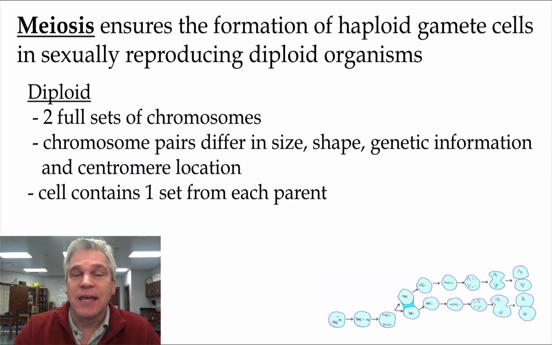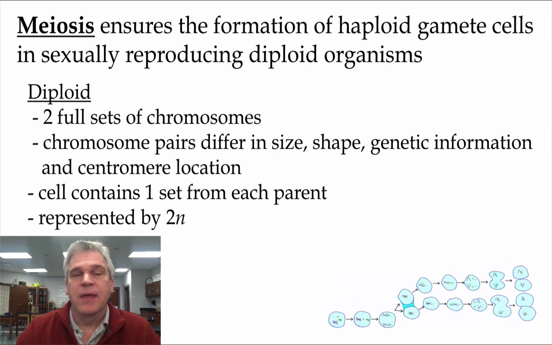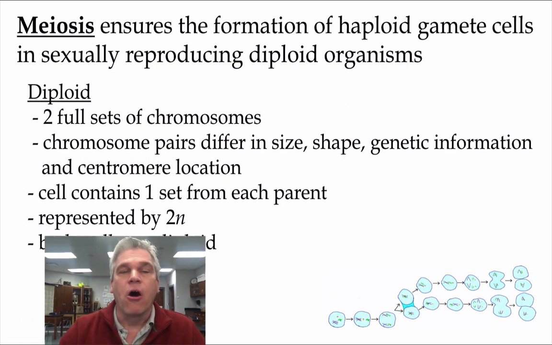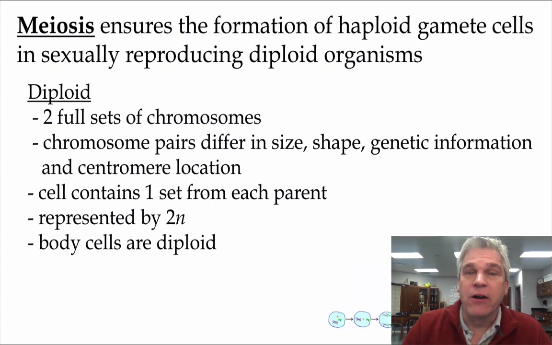Each set contains one chromosome from each parent, and we typically represent cells that have the full set of chromosomes by the symbol 2n. Now, the n, of course, can be any number. In humans, that's 23. In fruit flies, it is 4. Right? And then we multiply that by 2, and that's how we get the total number of chromosomes in the cell. All body cells are diploid.